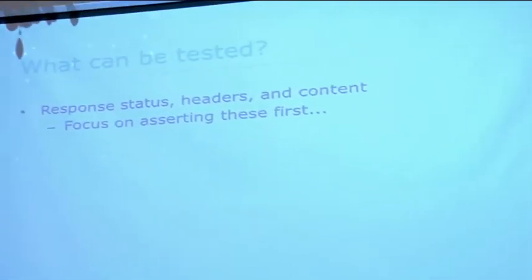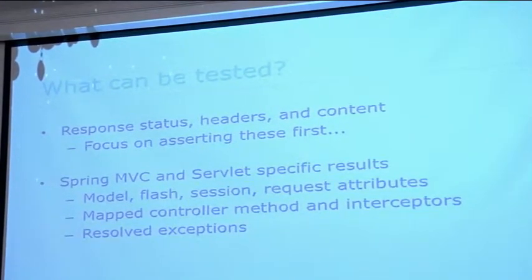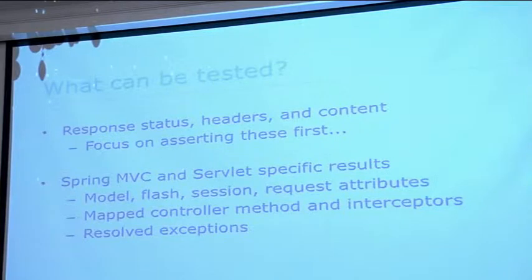So, what can be tested? We've seen a few things, but we'll talk more in detail now. We can test the response status, like the code, 200, etc., the headers that were returned, and the content. And we should really focus on asserting these kinds of things first, because that's actually what's going to be sent back to the user, that's the focus of generating content. But if you need to, you can also test some Spring MVC and server-specific results.